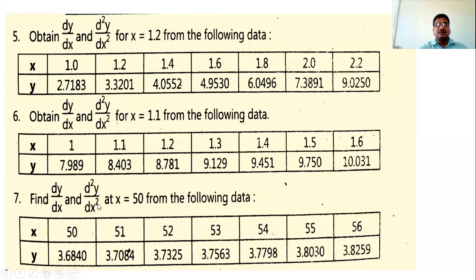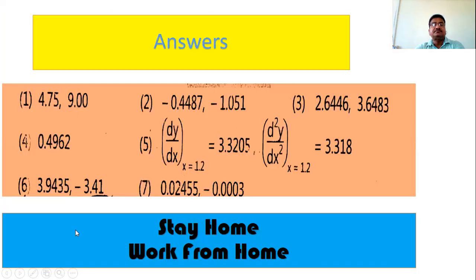Then the next, problem number 7: we have to find dy/dx and d²y/dx² at x = 50. Again, this is the first point, x = 50. So prepare the forward difference table and use the formula to obtain the derivative dy/dx at x0 and d²y/dx² at x = x0. So these are the answers of all these problems.